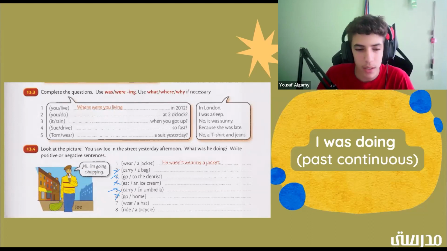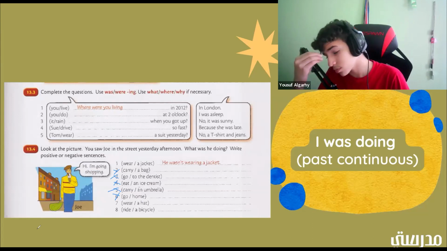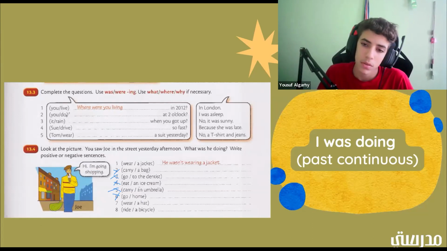Wear a hat. Is Joe wearing a hat? He was wearing a hat. All right, good job. And then the last one. Is Joe riding a bicycle? Ride a bicycle. Is he riding a bicycle? He was not riding a bicycle. All right, good job. Good job, everyone.